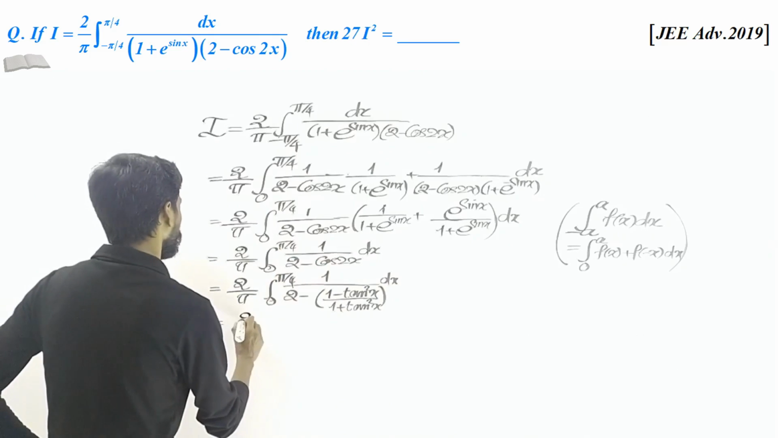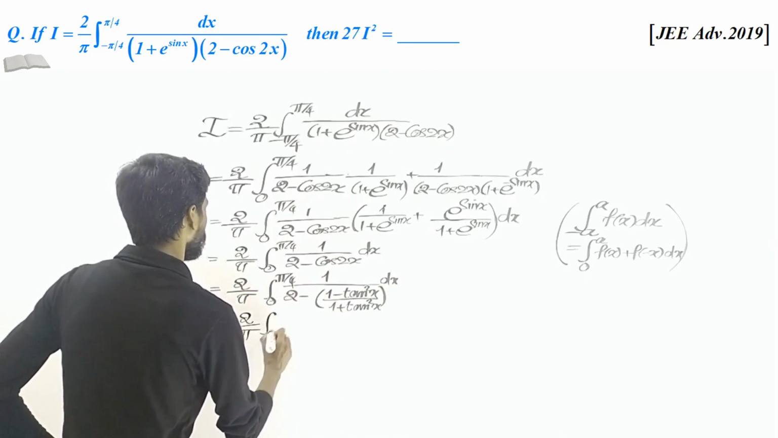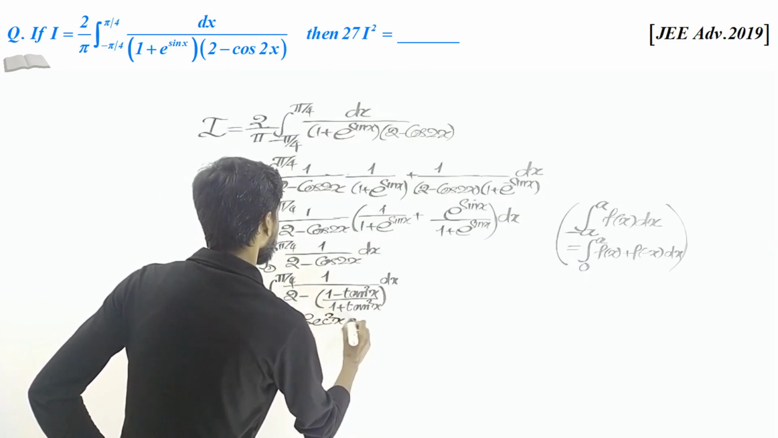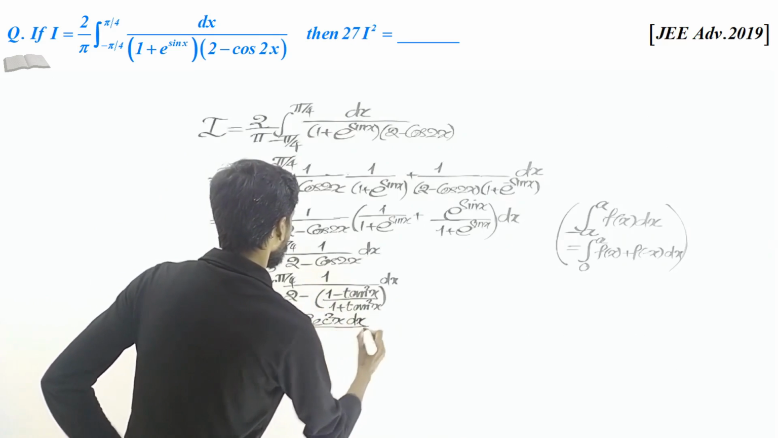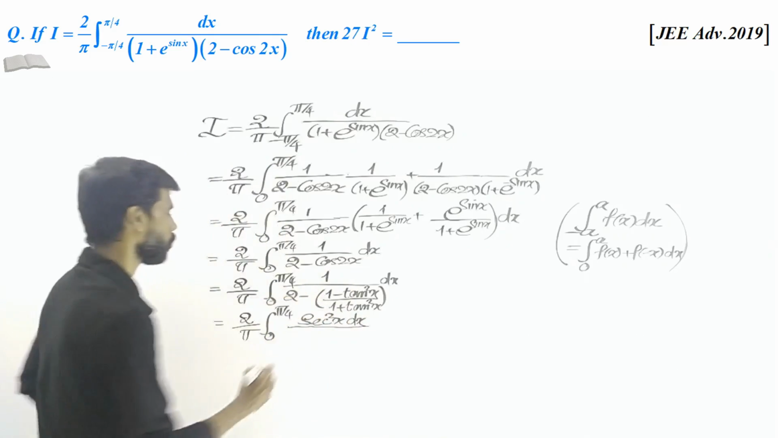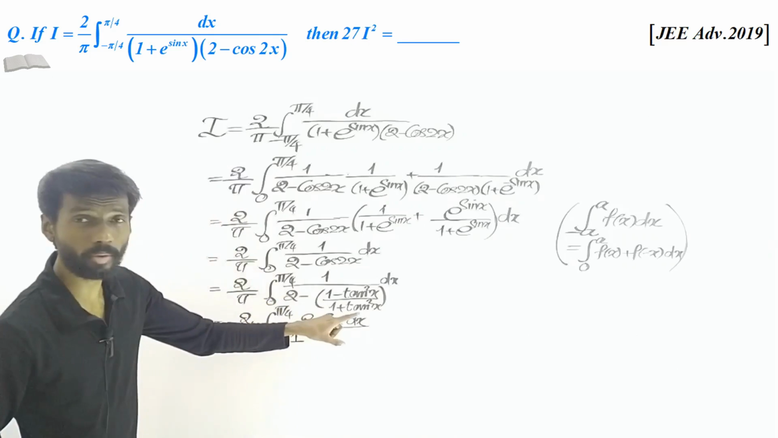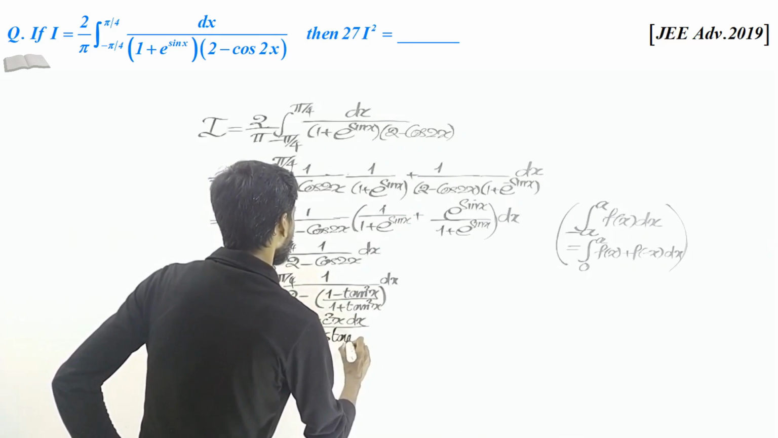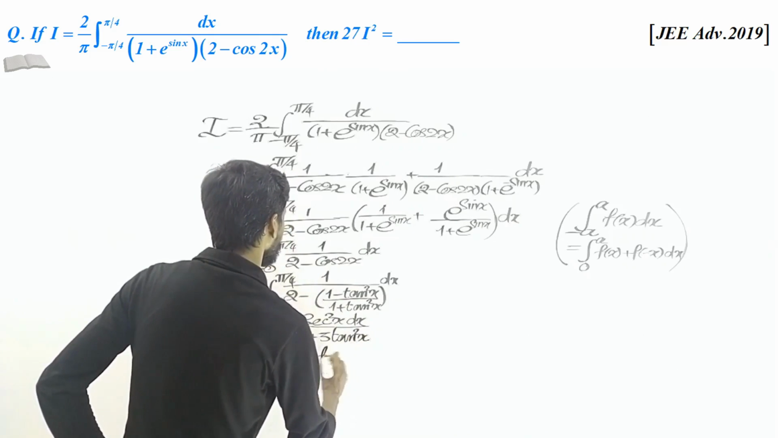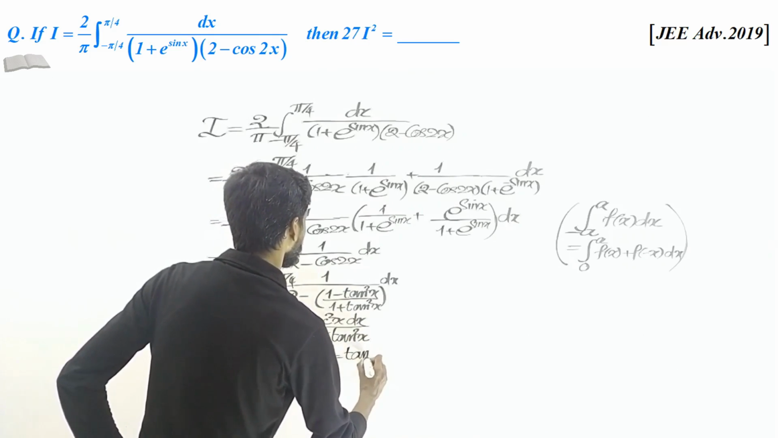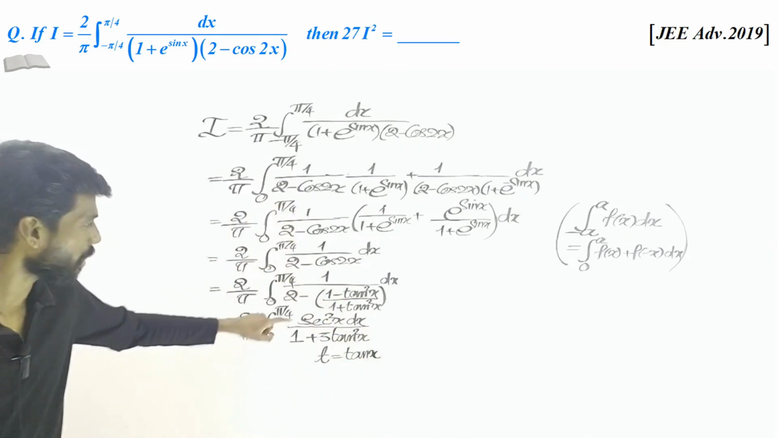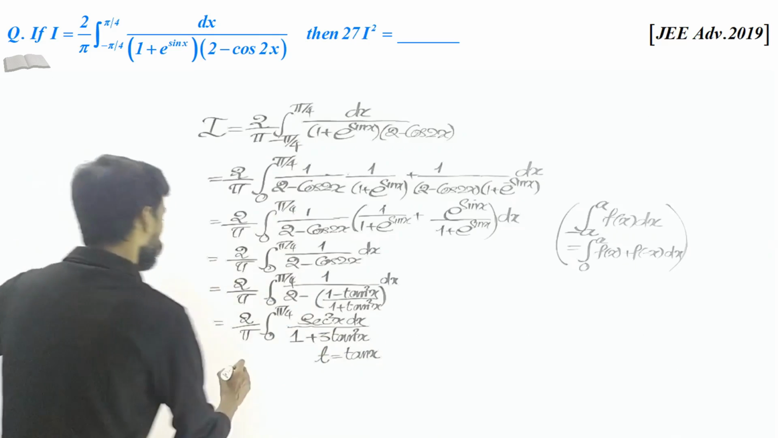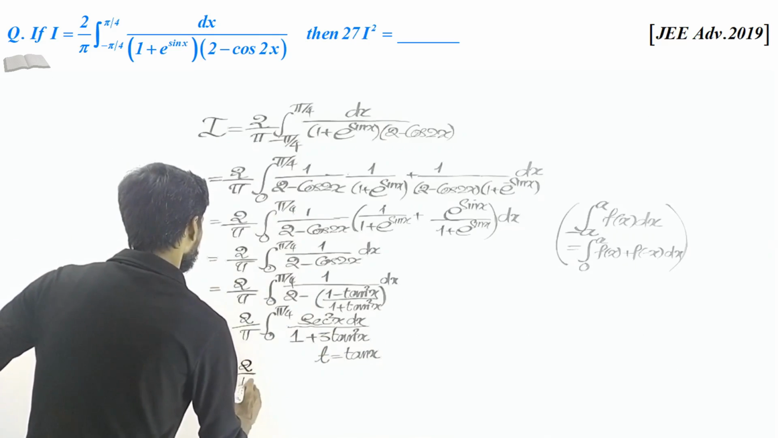So this is simply 2 by pi integral 0 to pi by 4, 1 plus tan square x, that is secant square x dx, divided by 1 plus, so 2 minus 1, that is 1, and 2 tan square x plus 1 tan square x, that is 3 tan square x. Now we have a combination of tan and secant square. Obviously, what we have to do is take the substitution t equal to tan x. Then the numerator will become dt and the denominator is 1 plus 3 t square.